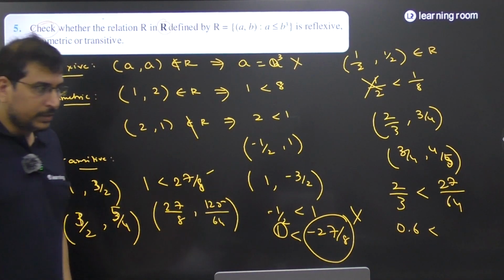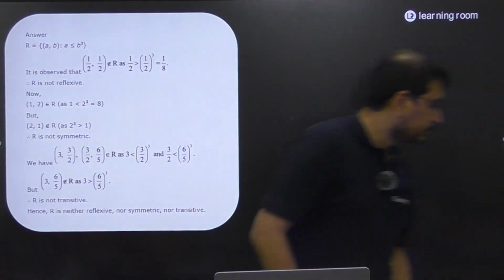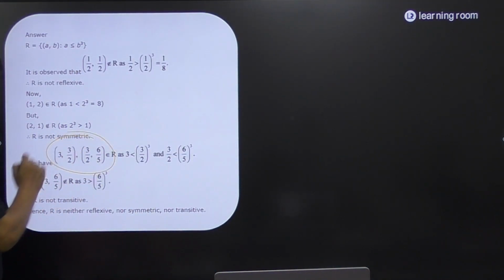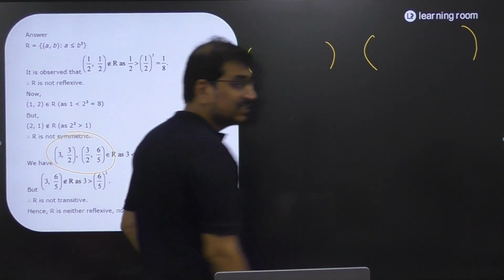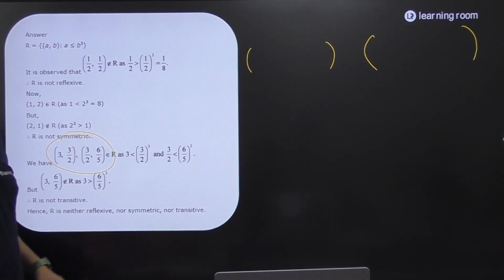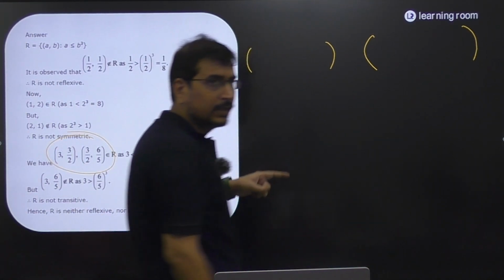See, but definitely you need to get a fraction. So 3 comma 3 by 2 is one such number. Okay. 3 by 2 comma 6 by 5 is another such ordered pair. So when you think about this, you need to concentrate only on the first and the extreme number, because what does transitive speak about? Transitive connects the first number and the last number, right?